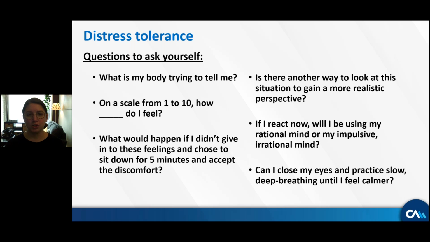These are a few questions I think can be helpful to ask ourselves if we're feeling distressed. What is my body trying to tell me? We just did a 3-step relaxation. Where am I holding tension? Why is it there? And then also I like to put things on a scale. So from 1 to 10, how anxious am I feeling?